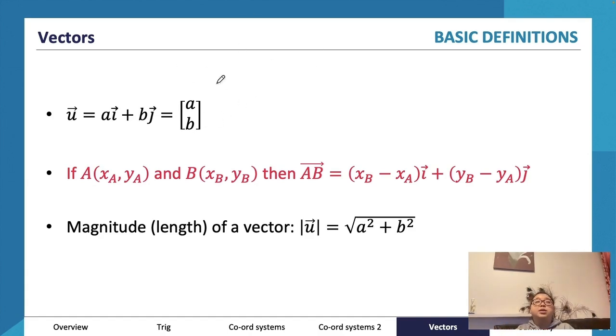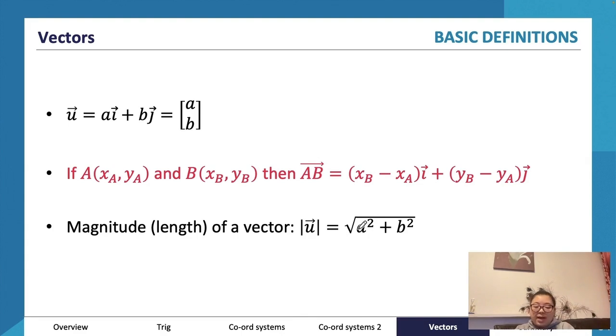Another way to represent it is using column vectors, using our column matrices. Another way is to talk about it as being between two points. If we talk about the vector from A to B, essentially you can say it's just the two points subtracted from each other. So that's another way you can talk about it as well.